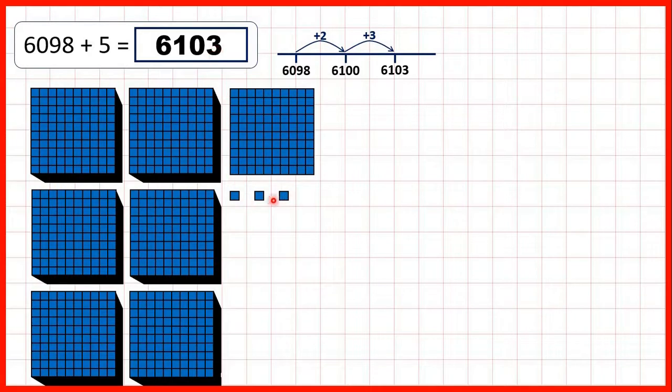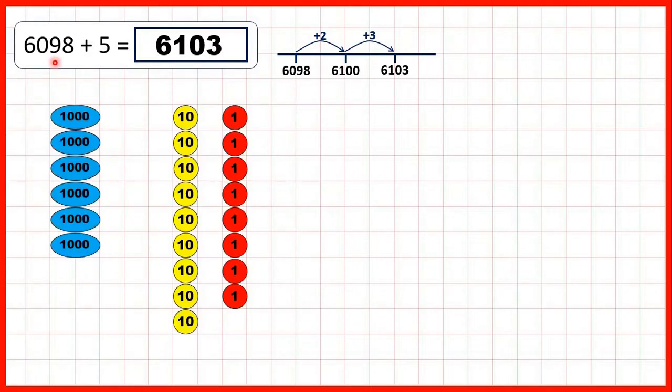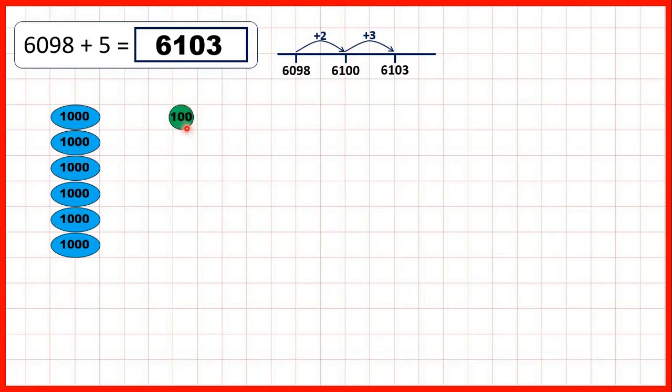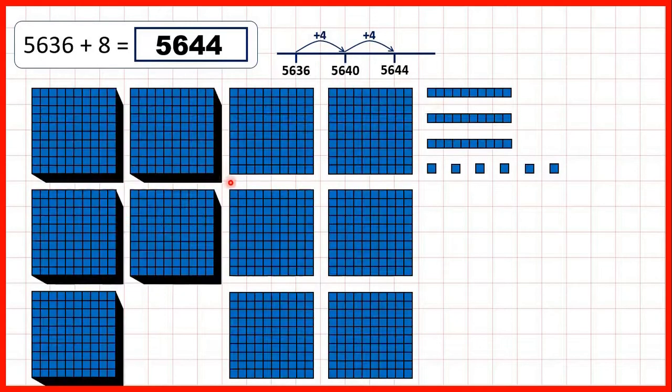Or, showing place value counters instead, we start with 6098, we can add 1, 2, exchange, exchange again, then add 3, 4, 5 to give us 6103.